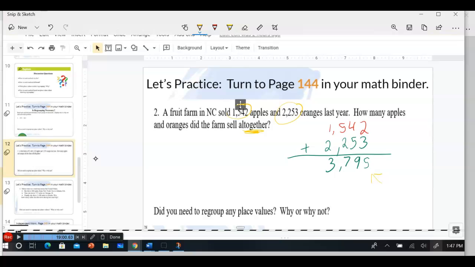Did I need to regroup anything? You see, I didn't have to move any group of 10 over at all, because every answer was less than 10. When I added each individual place value up, it was less than 10. That's why I did not have to regroup for that one.